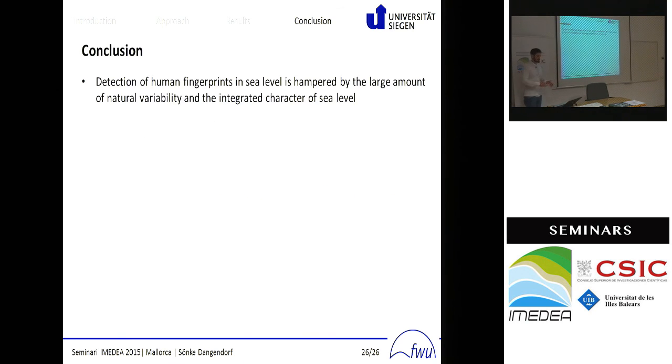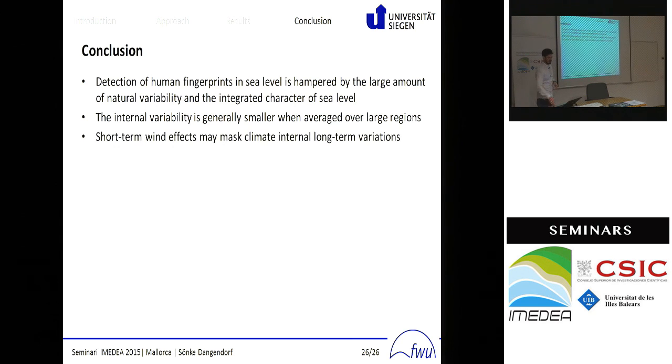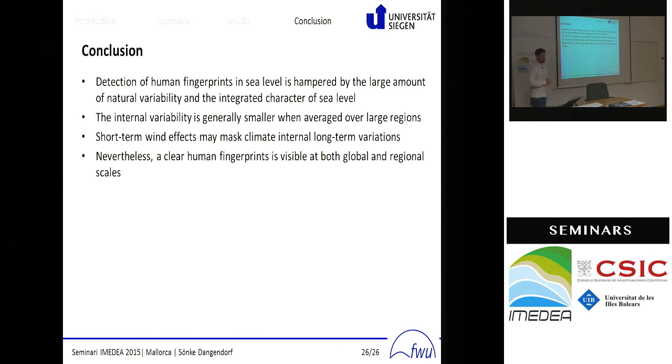So to come to a final conclusion, the detection of human fingerprints in sea level is hampered by the large amount of natural variability and the integrated character of sea level. The internal variability is generally smaller when averaged over large regions, and short-term wind effects may mask internal climate long-term variations, and we need to account for these effects and remove these redistribution effects before detecting any significant signal. Nevertheless, despite the increased uncertainties related to regional variability, we can already detect a clear human fingerprint in regional sea level and also at global scales.